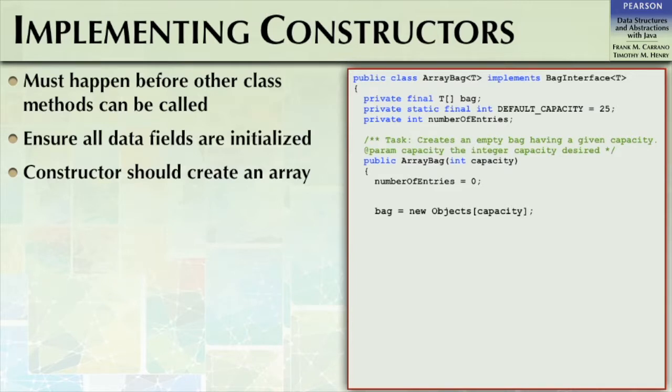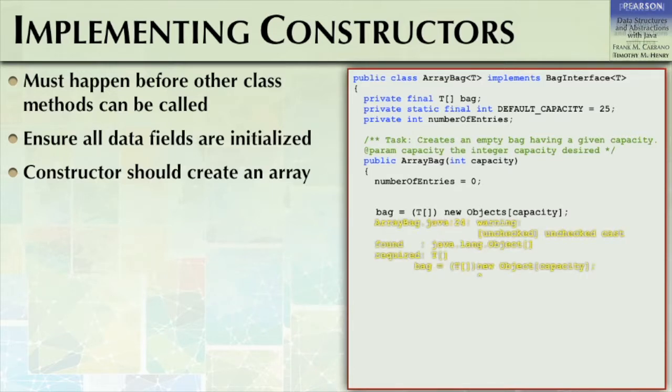However, problems arise when we try to assign this array to the data field bag. This statement causes an incompatible type syntax error because you cannot assign an array of type object to an array of type T. That is, the types of two arrays are not compatible. A cast is necessary, but this creates its own problem. This statement produces the compiler warning.